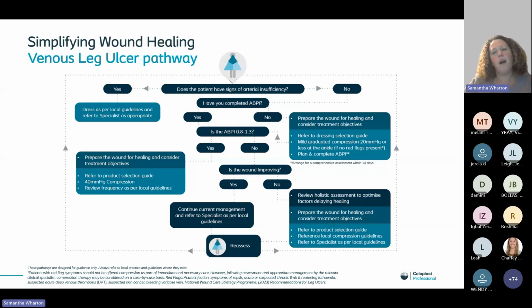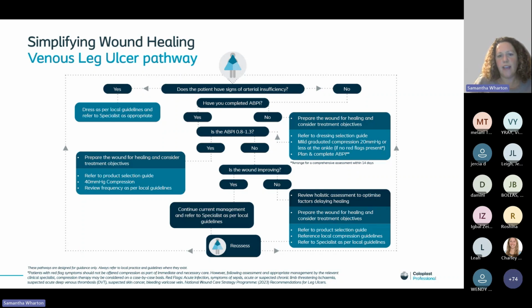This is a really simple pathway that you'll get after today's session, that you can use and refer to. Does the patient have any signs of arterial insufficiency? If they do, then dress as per your local guidelines and refer to your specialist. If they don't, then you can do your ABPI, prepare the wound for healing, and do that reduced compression. And then it's all about doing that wound preparation, reviewing the wound.